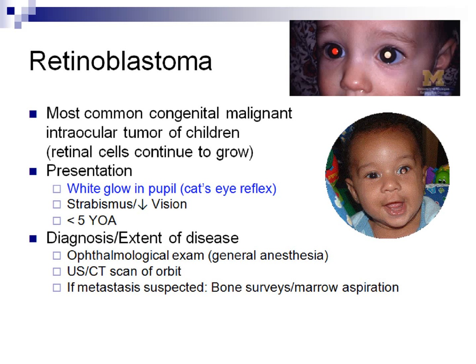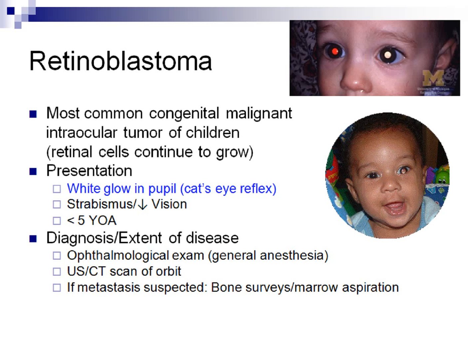You can see in the image at the top of the screen, there's a child, the right eye of the child has a red reflex and the left one doesn't have that red. That's suspicious. It's a white glow in the pupil. It's also called a cat's eye reflex, and that is suspicious of retinoblastoma. It usually occurs in kids less than 5, and you can see in the image below, the child has a reflex in one eye and the right eye doesn't have a reflex.